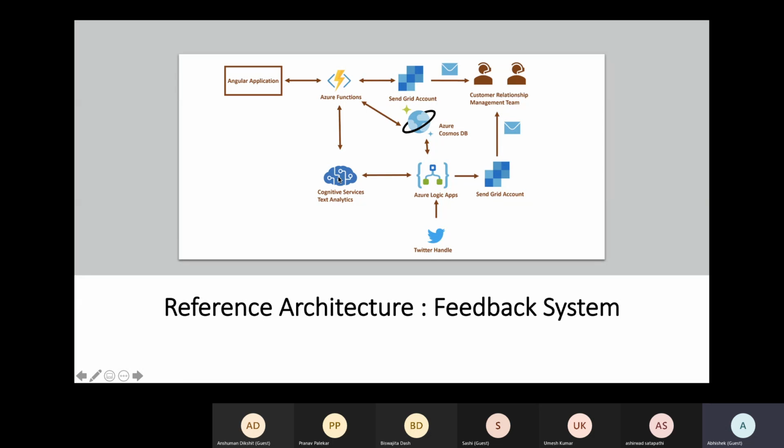Again, it can also have a connector for Cognitive Services. It can connect to the cognitive service and do the analysis or text analytics out here, bring in the response of the sentiment of the user, and then it can send a mail to the customer relationship management team. So any doubt here? It looks a bit complex, but it's pretty simple. So any doubts here?